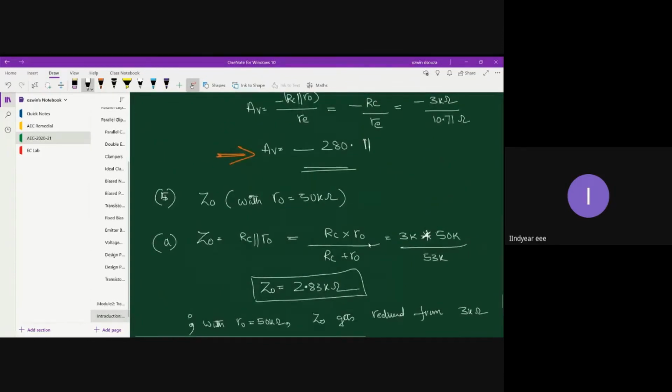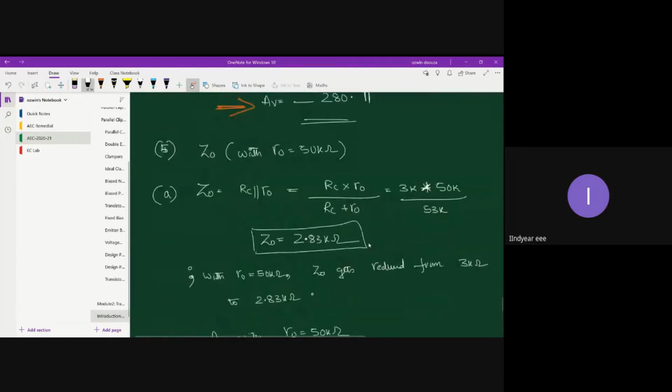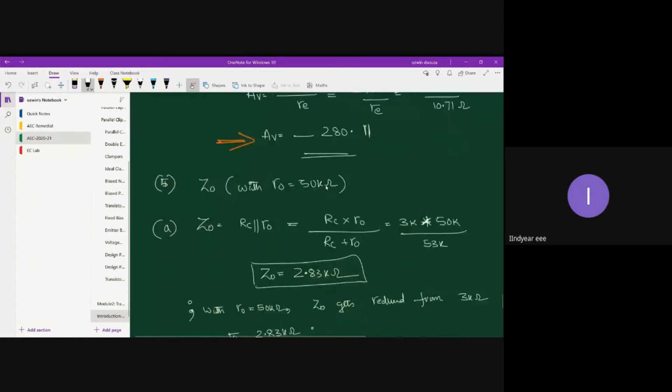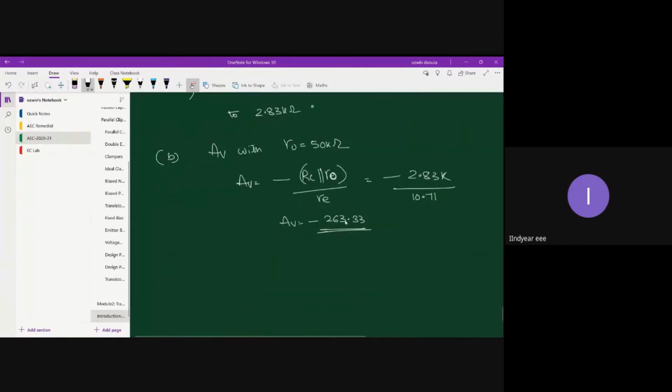So what is the conclusion for AV? By how many units has the voltage gain reduced? The earlier voltage gain was negative 280 and the present voltage gain is negative 263. So with R0 equal to 50 kilo ohm, the voltage gain has dipped by roughly 17 units. Why am I saying units? Because voltage gain is dimensionless. So this is the problem.